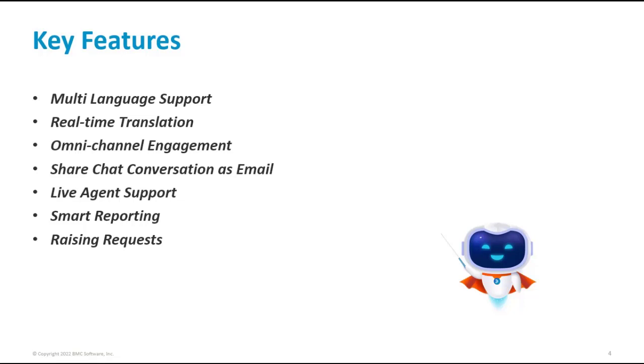Share chat conversation as email. End users can request the transcript of the chat and receive this transcript on the registered email address. Live agent support: end users can be transferred to a live agent to get issues resolved quickly in case virtual agent is unable to help. Smart reporting: provides reporting information into how the end users engage with the virtual agent and what actions it is taking to resolve issues. Raising requests: users can create service requests from the virtual agent conversations.